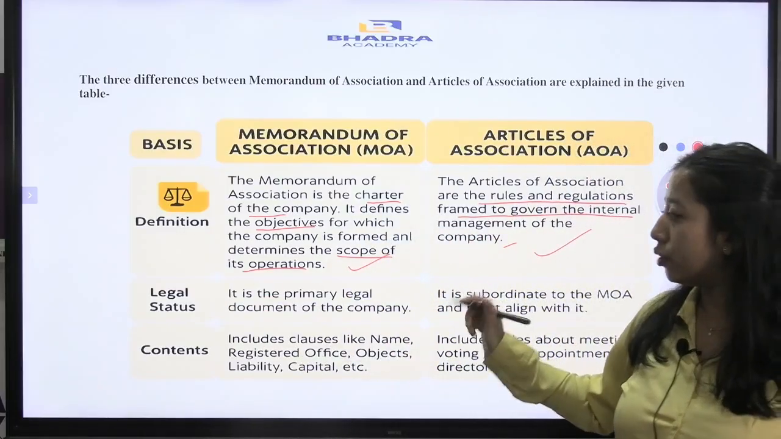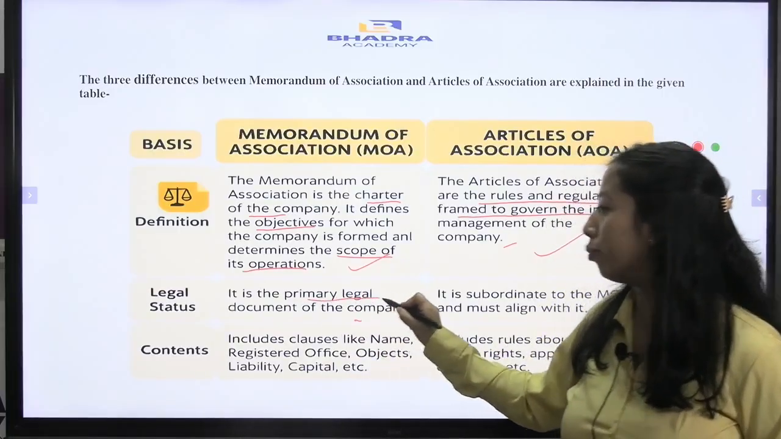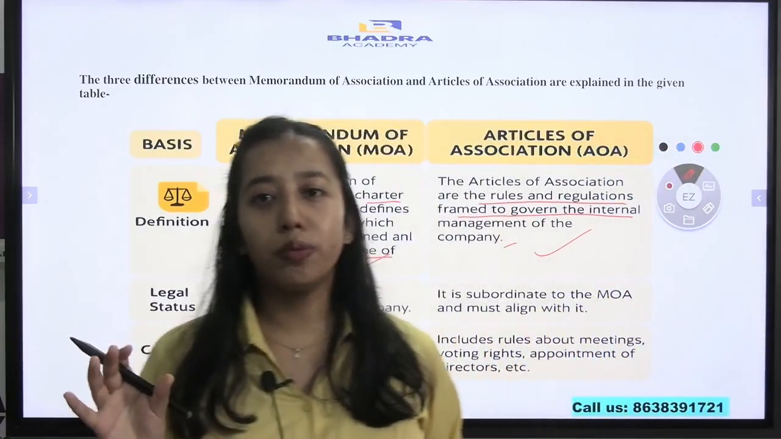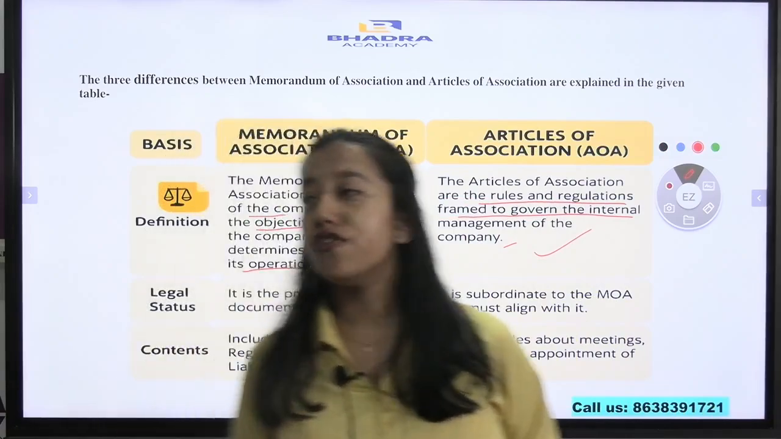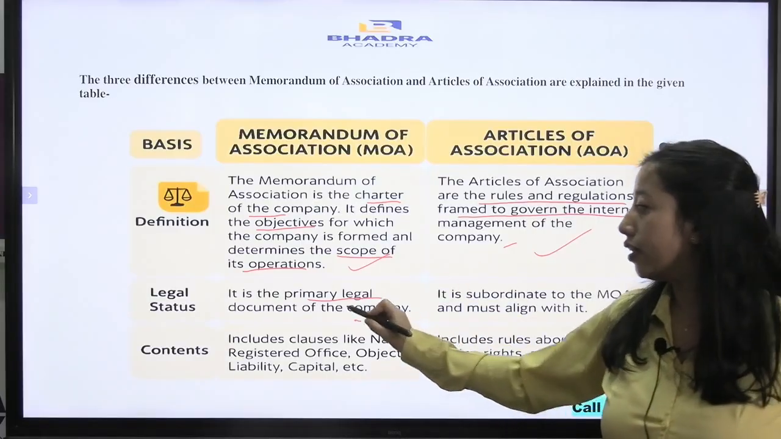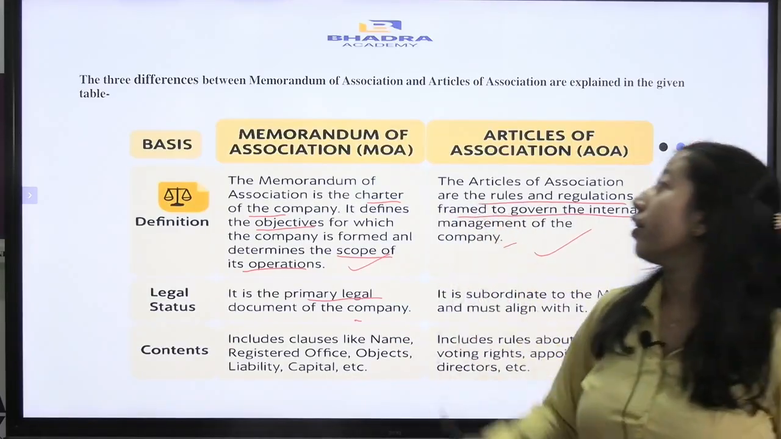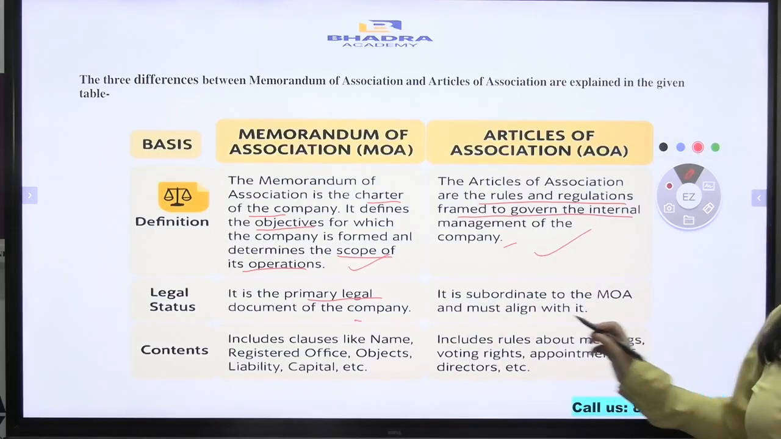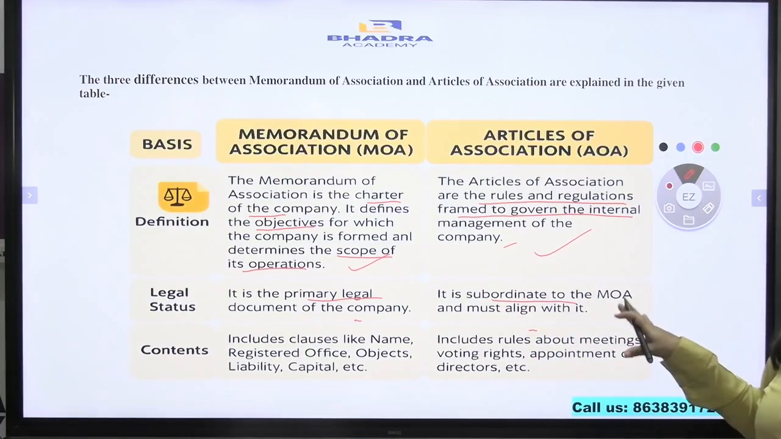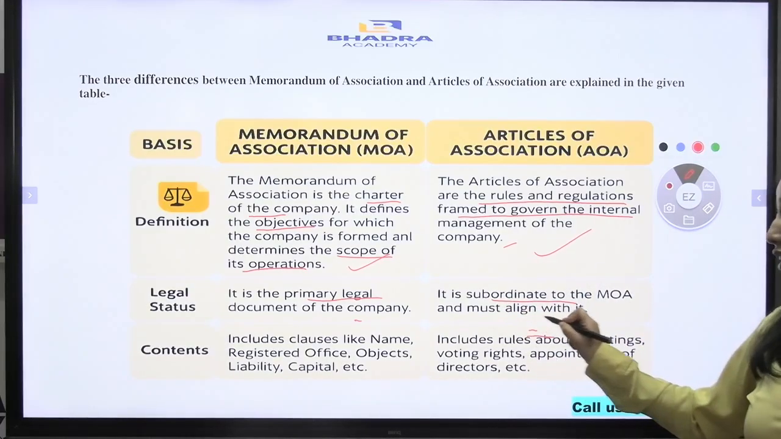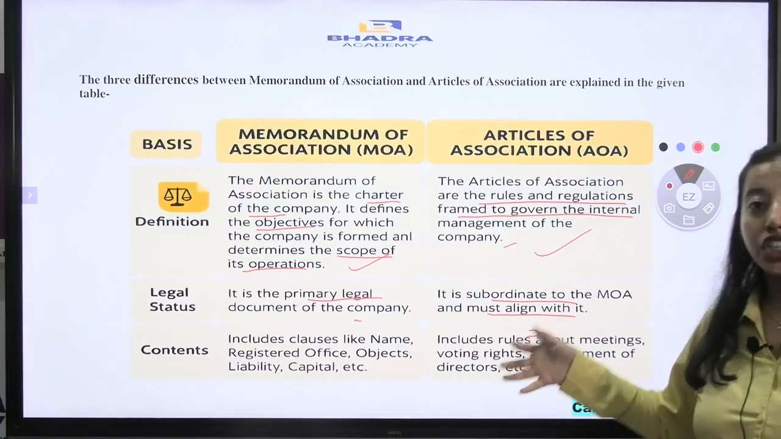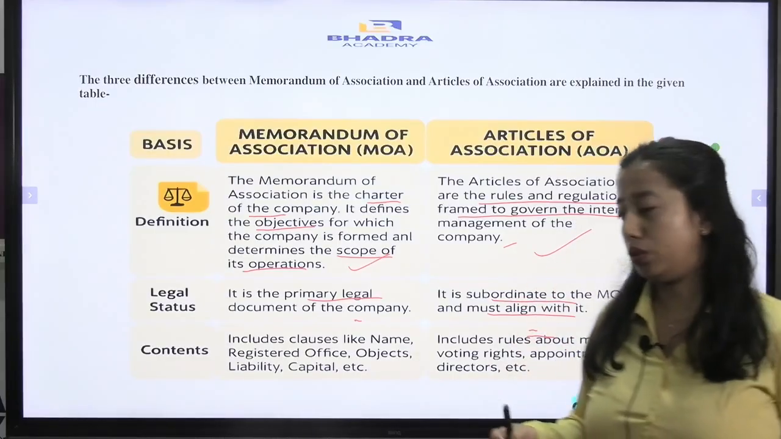So Memorandum of Association is the primary legal document of a company. Just like for a person, the primary legal document can be an Aadhaar or PAN card. For a company, the primary legal document of its existence is the Memorandum of Association. For Articles of Association, it is only a subordinate document. It is subordinate to the Memorandum of Association and must align with it. That means the Articles of Association comes under the Memorandum of Association.